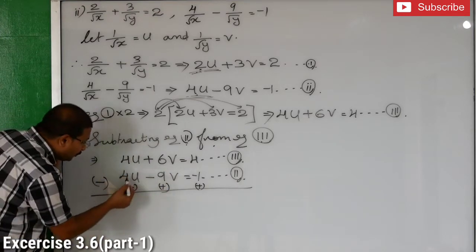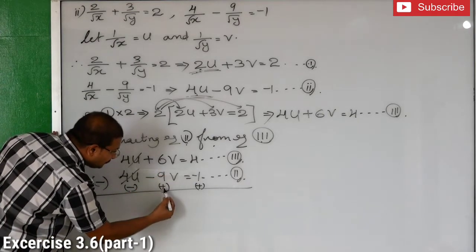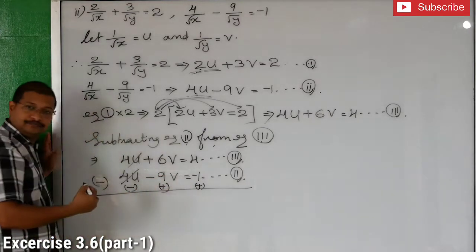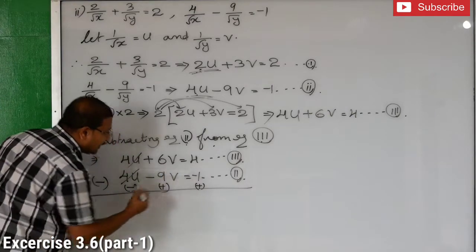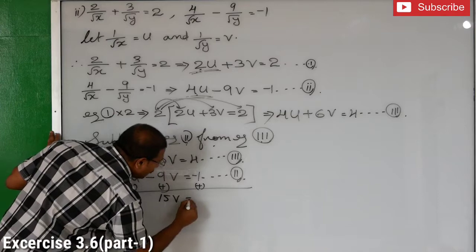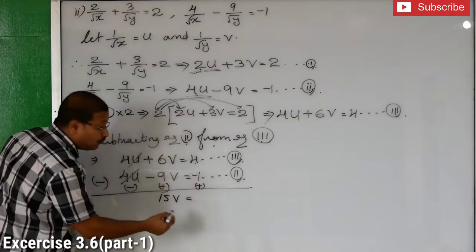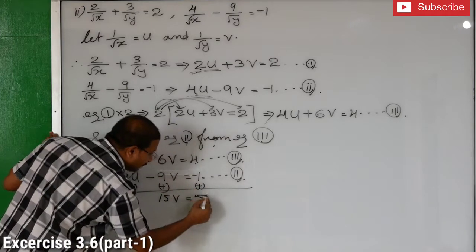Ready? Now 4u minus 4u will cancel. After that, 6v plus 9v. 6v plus 9v means 6 plus 9, that is 15v equals 4 plus 1 plus 1. It's not minus 1 now. 4 plus 1, that means 5.